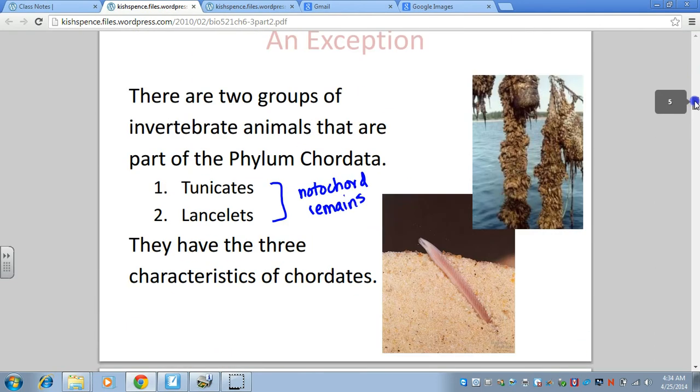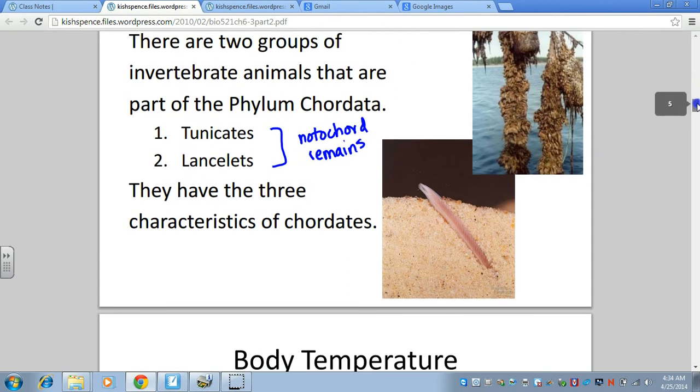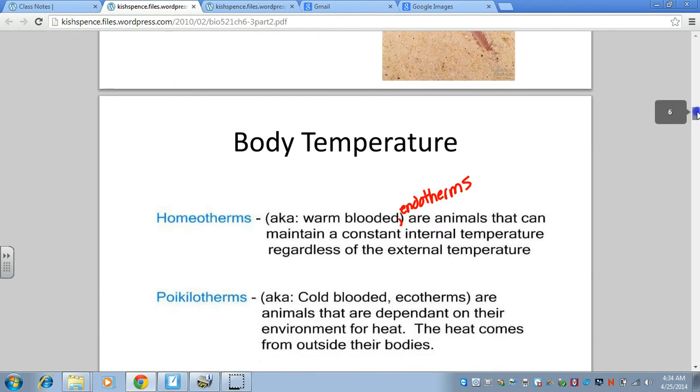The exception are the two groups that are invertebrates, and they include the tunicates and the lancelets. Like I said, they are invertebrates because they don't have a vertebral column. Instead, the notochord remains in a certain region in them. But they do have the three characteristics, so they are considered within the same phylum.